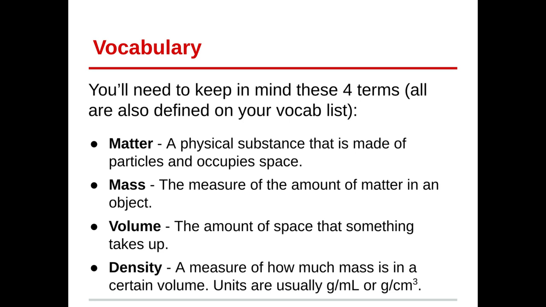Density is one thing that we haven't really talked about yet. I don't know that you have a good definition for that yet, but density is just a measure of how much mass is in a certain volume. Usually the units are grams per milliliter or grams per centimeter cubed. In a couple slides, we're going to have more talk about density with this definition again. So if you want to write it down now, you can. But also we're going to see it more in a second.